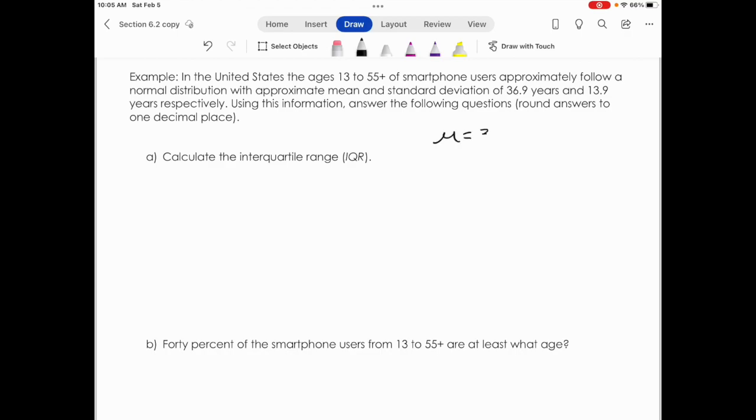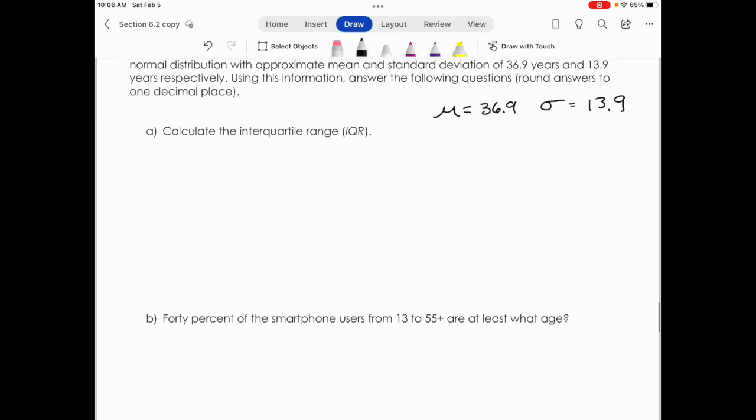In the next example, we're talking about the smartphone users again, and we have the same mean and the same standard deviation. The mean is 36.9 years old, and the standard deviation is 13.9. And then we're going to use this information to answer more questions. So in part A, it says calculate the interquartile range.